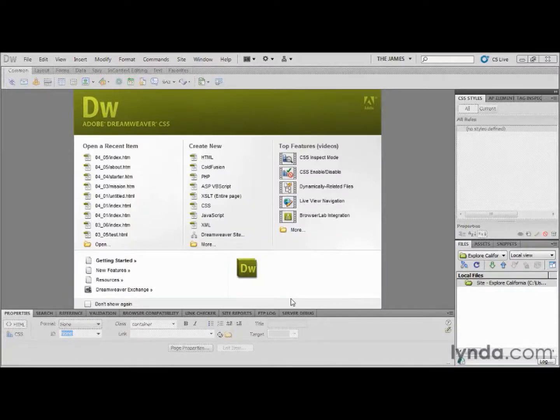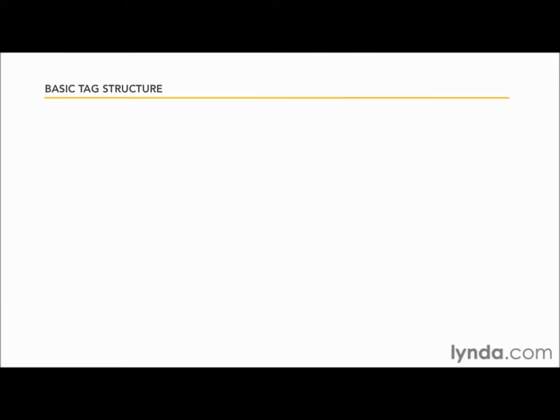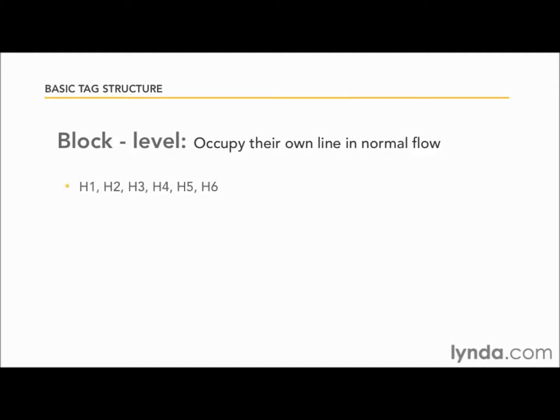Before we begin structuring the content of our Explore California site, I want to take a moment to explore some of the basic HTML structural elements and discuss how they should be used within your pages. There are two basic types of HTML elements: block level and inline. Block level elements are considered to occupy their own line within the normal document flow and are typically displayed this way within a browser. Block level elements that you might use frequently include the heading tags, paragraph tags, unordered or ordered lists, and the div tags that help divide content.